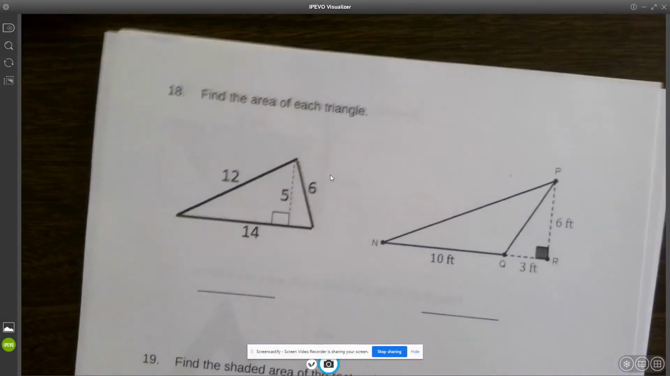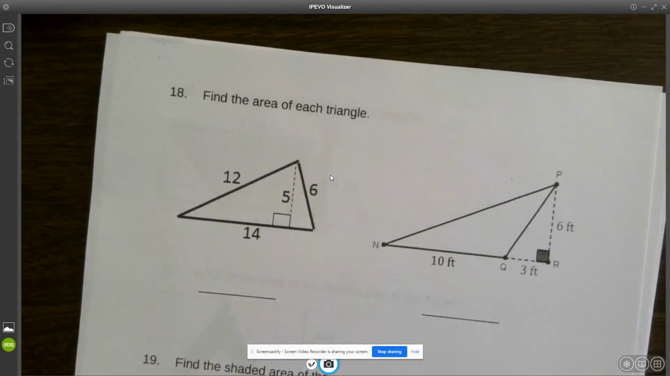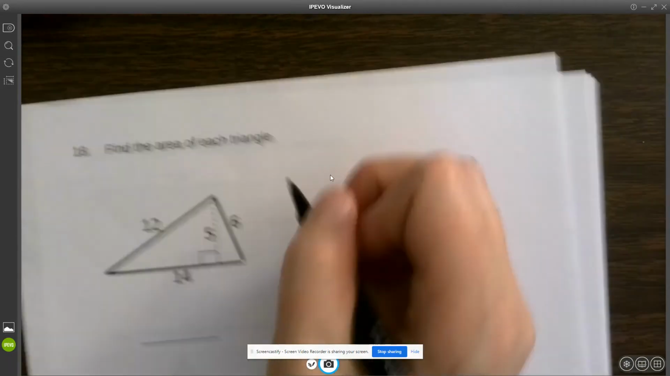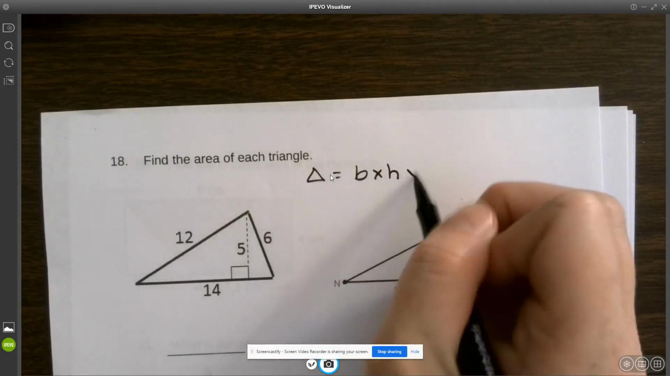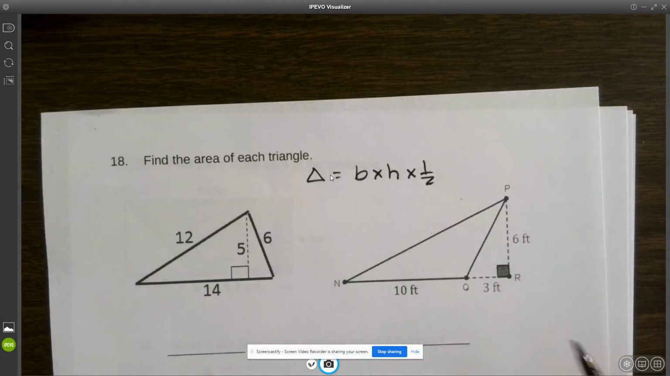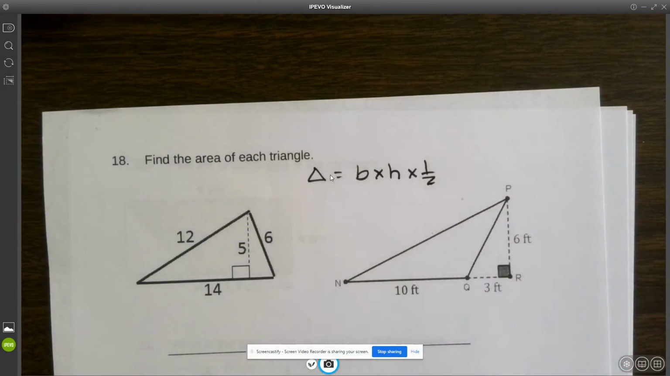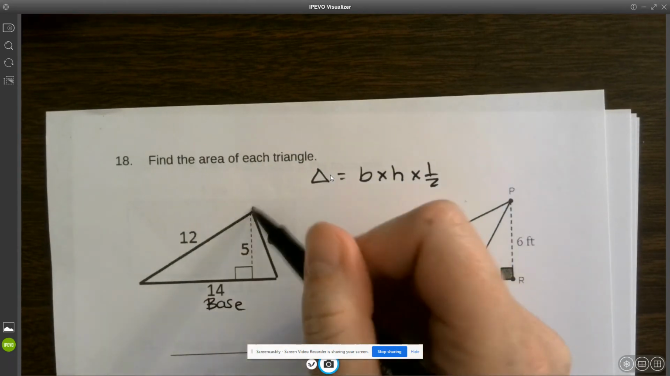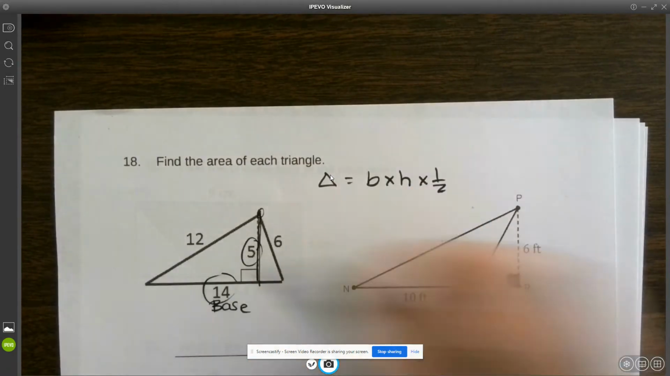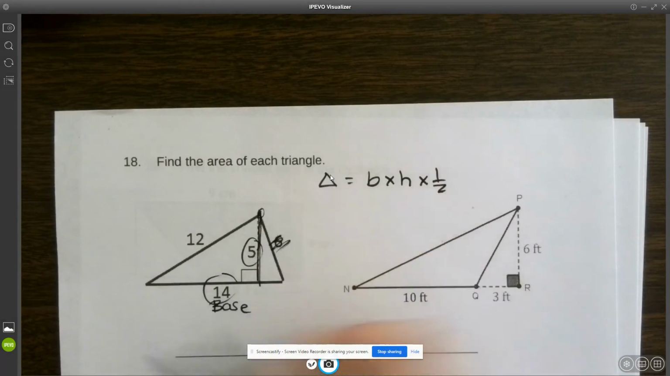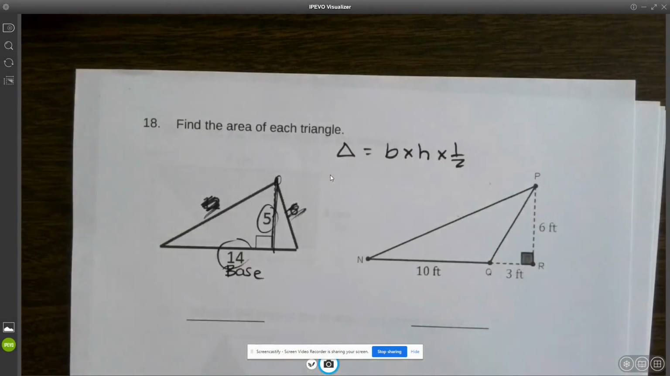All right, number 18. This is what they're going to do. They're going to give you extra information to see if they can trick you. But we know area of a triangle is base times height times half. So you've got to look for the base and find the height and ignore everything else. So I can see the bottom of the triangle is right here. So the base is 14. Now how high up does this triangle go? It is 5. So we're looking at these two numbers. This is extra information. This is extra information.